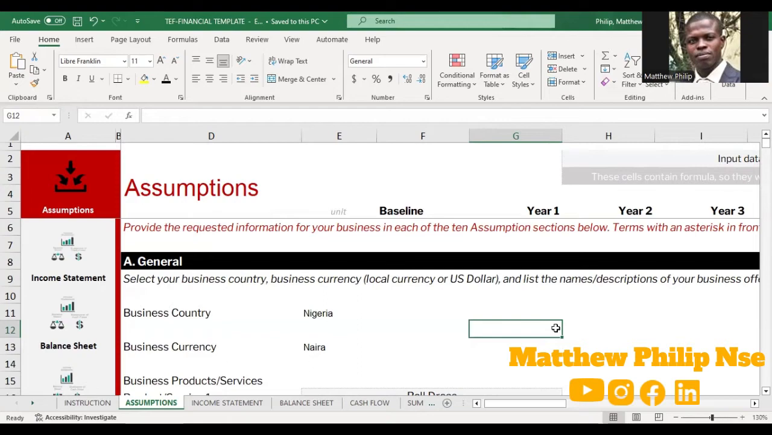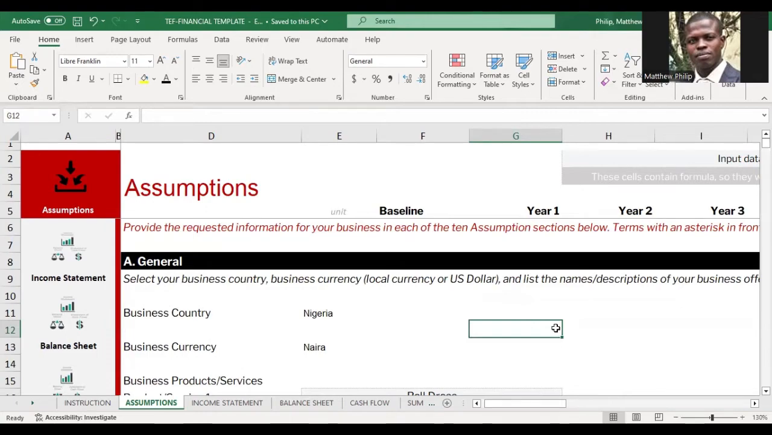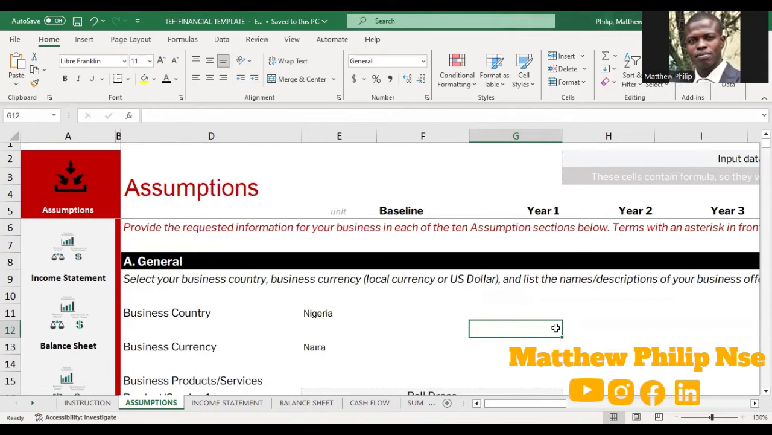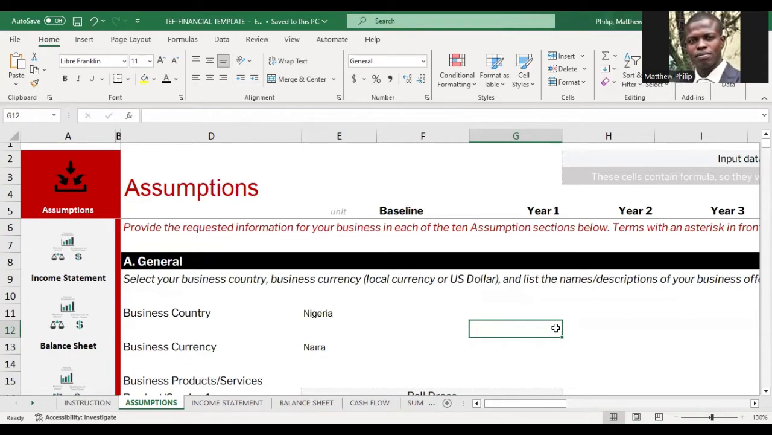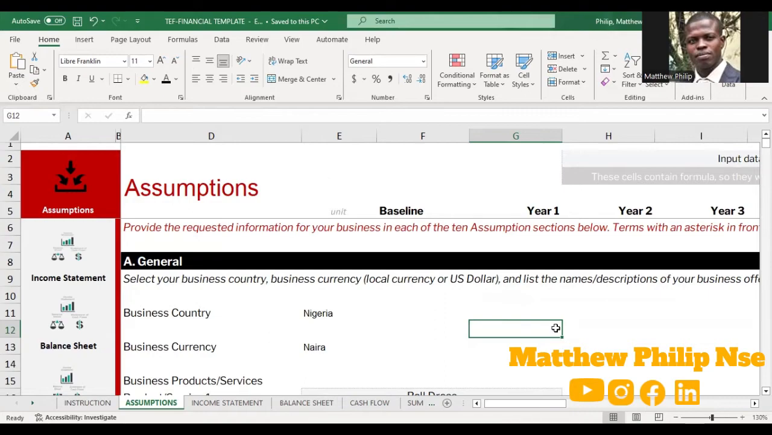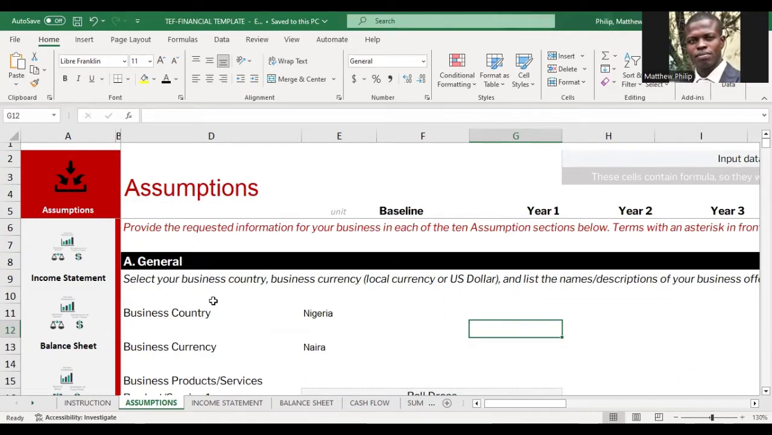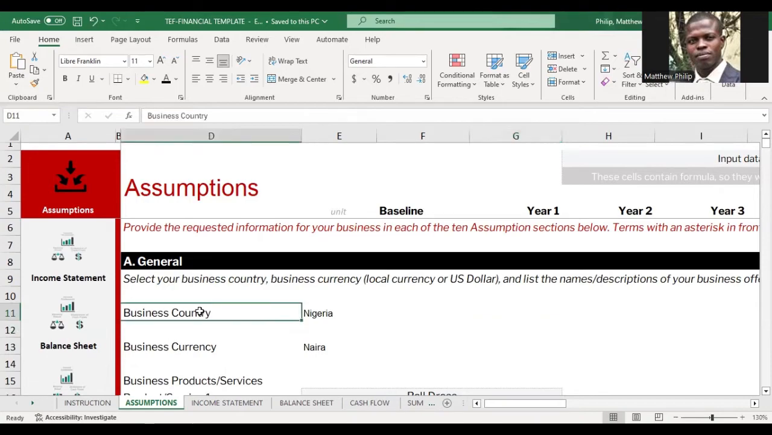So if your financial template is set, you can now go ahead and use the information to prepare the business plan. In the executive summary, you need the information from your financial template. In chapter 1, business overview, under business objective, you need the information from the financial template. In your marketing plan, you also need information from the financial template. Even in your financial plan, you need the assumptions from the financial template. So start from the financial template before you prepare the main business plan.